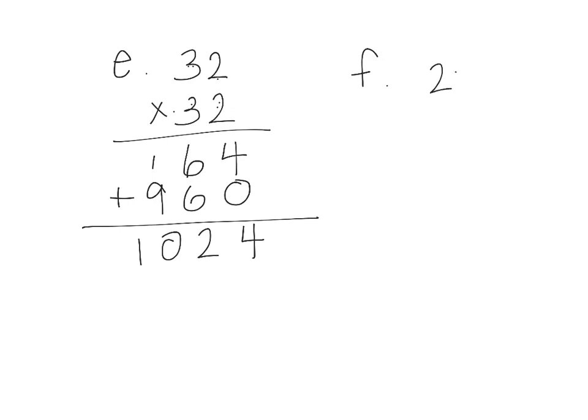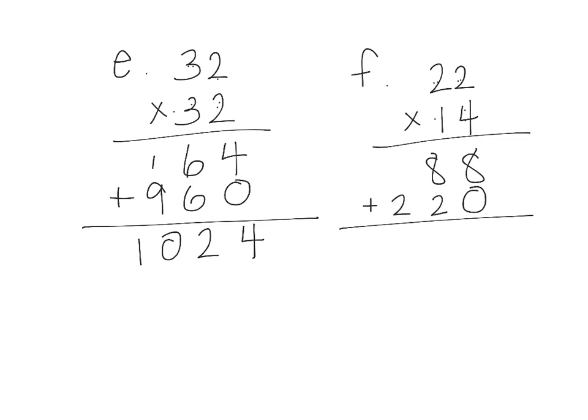F. 22 times 14. And we'll go 4 times 2 is 8. 4 times 2 is 8. Place filler. 1 times 2 is 2. 1 times 2 is 2. We'll add these up. 8 plus 0 is 8. 8 plus 2 is 10. Carry my 1. 1 plus 2 is 3.